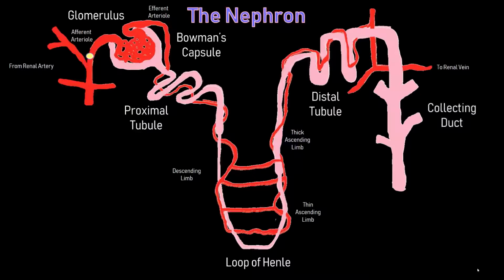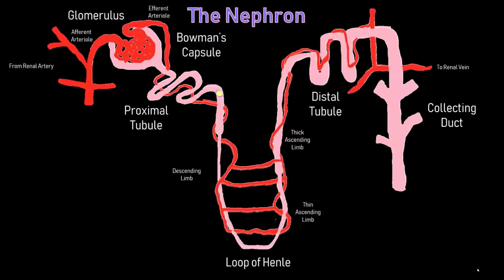Blood flows from the renal artery into the afferent arterioles, coming into the glomerulus, which is a capillary bed. Here, plasma is filtered, allowing small molecules and water into the Bowman's capsule, but larger molecules, such as proteins and blood cells, will not pass through the membrane. Next, plasma passes through the proximal tubule, where the bulk of filtrate reabsorption occurs, including water, sodium ions, glucose, amino acids, and bicarbonate.